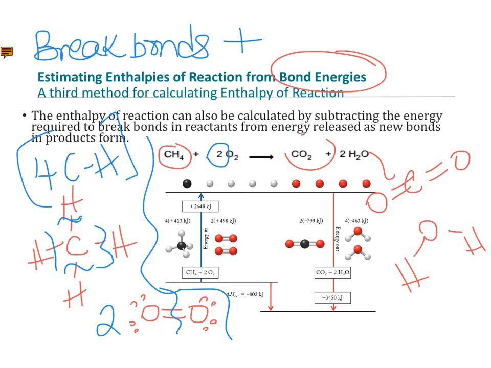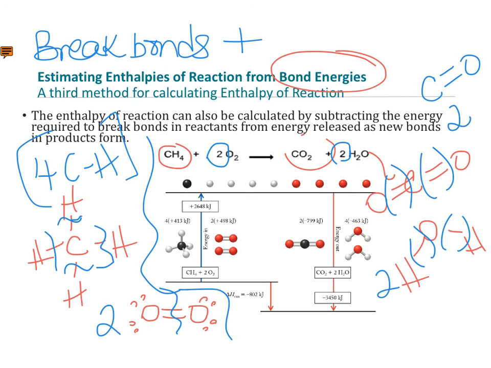So what are the new bonds we've made? We have made 2 carbon double bond oxygen bonds, right? There's only 1 carbon dioxide molecule, but it has 2 double bonds. And how many oxygen hydrogen bonds have we made? 1, 2, but then there are 2 water molecules. So we've made a total of 4 OH bonds.